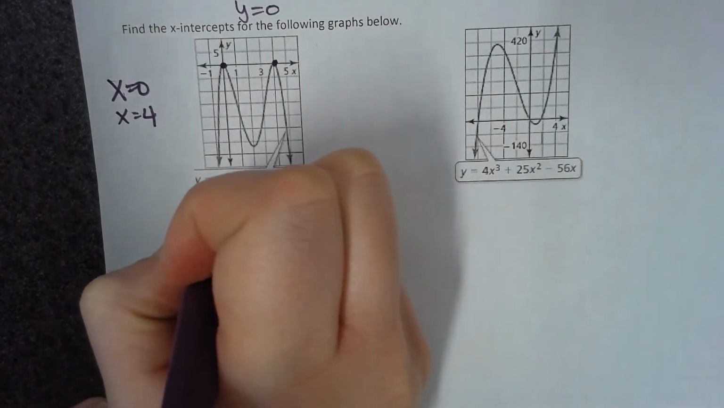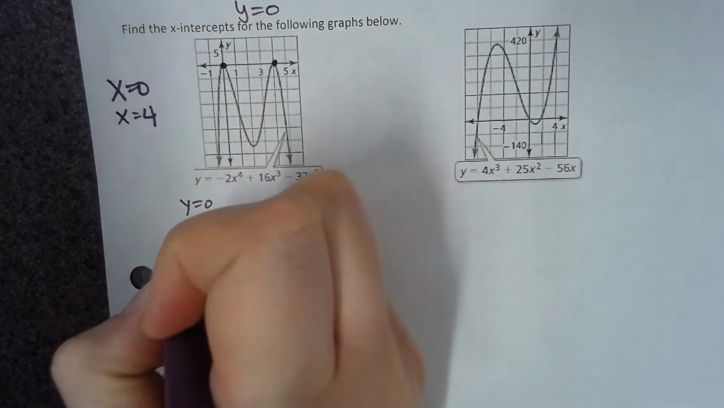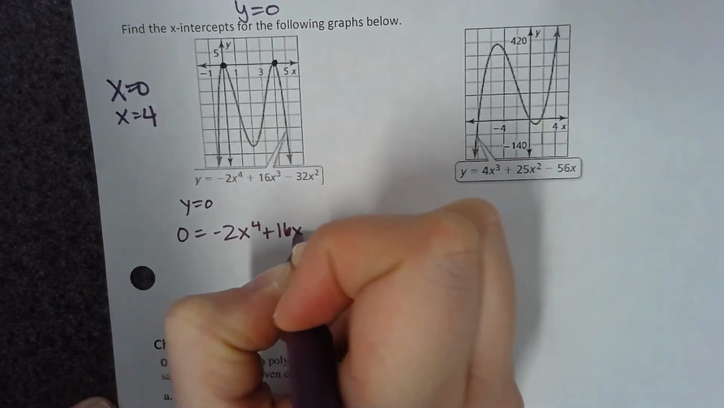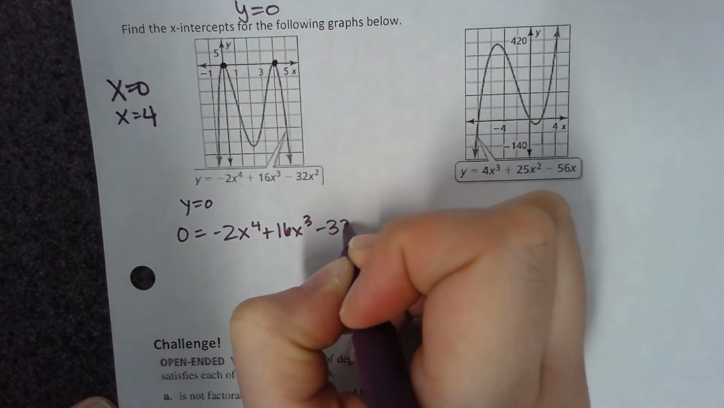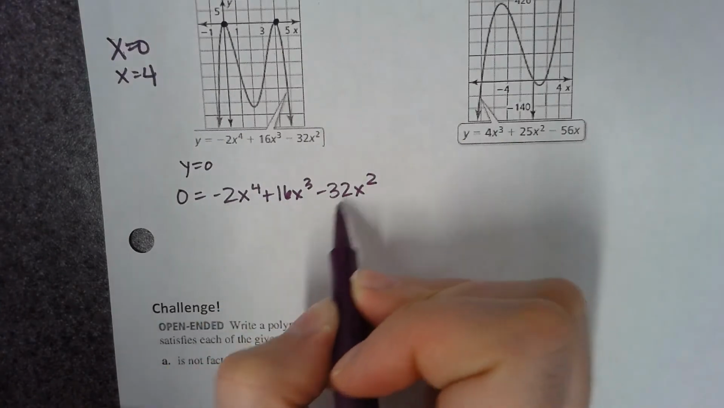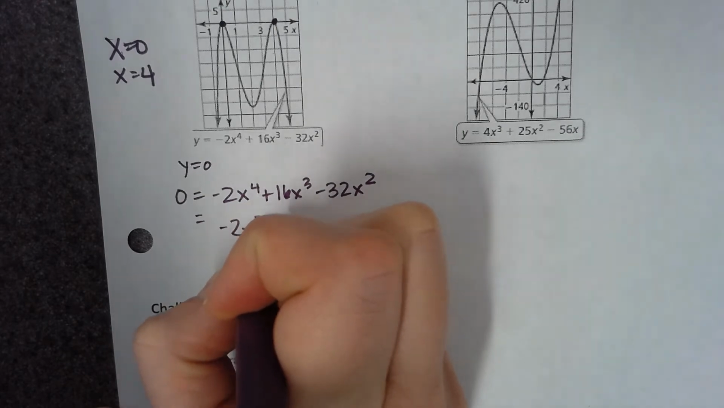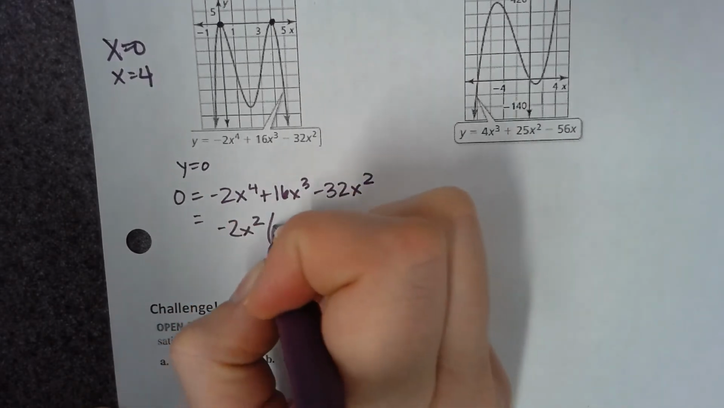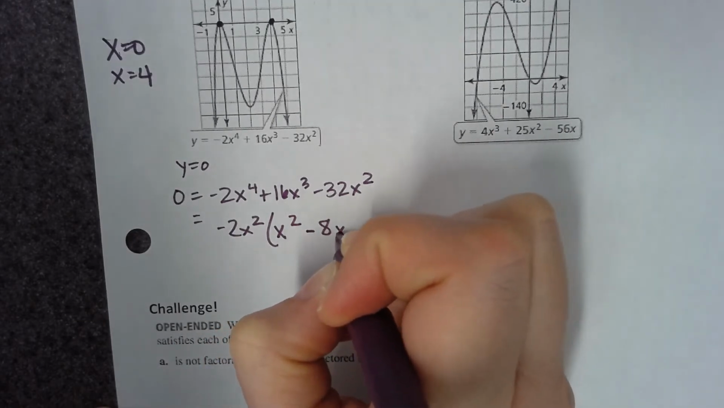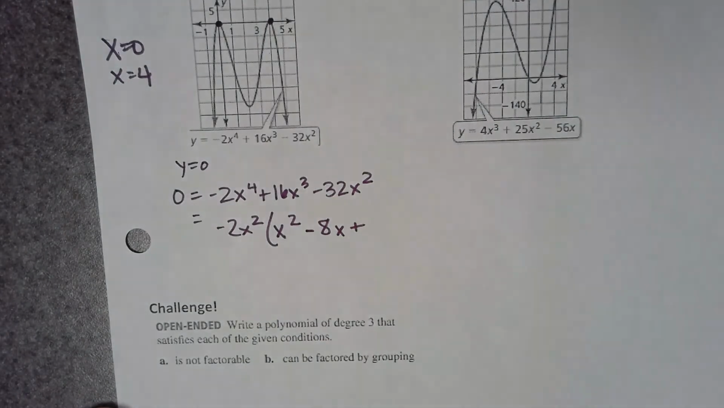So we know to find those values, your x-intercepts, y has to equal 0. So we get 0 equals negative 2x to the 4th plus 16x cubed minus 32x squared. And then we need to factor completely. So look, what's my greatest common factor? It would be negative 2x squared. And left over would be x squared minus 8x plus 16, I believe.